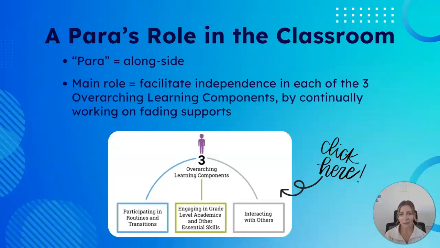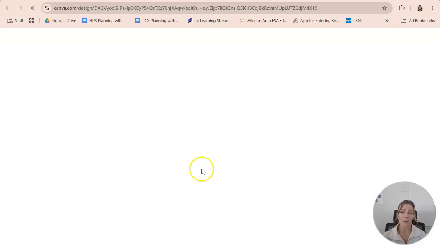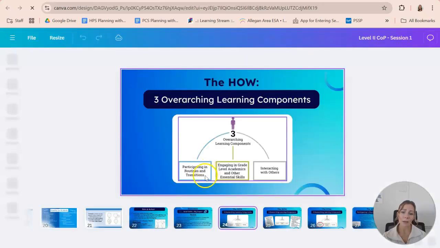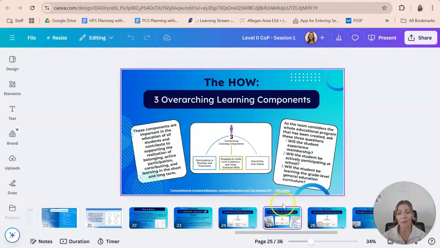And then those overarching learning components, I'm going to click here, and you can do that in yours as well, just to take a look at this. Those overarching learning components, I linked us back to level one COP session 1, where I did some teaching around each of those. But just as a reminder, those three learning components for all students, regardless of disability or not, are participating in routines and transitions, engaging in grade level academics and other skills, and interacting with others.